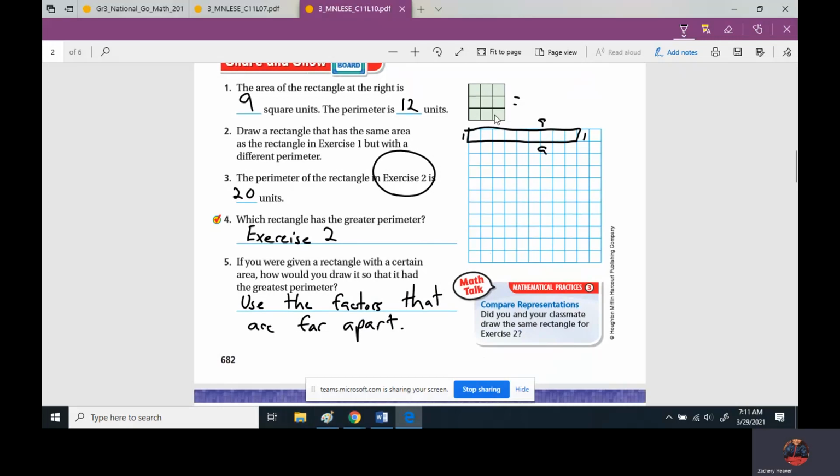Because look up here. These both have 9. Well, this is 3 and 3. Well, this is 1 and 9. 3 and 3 is right on top of each other.